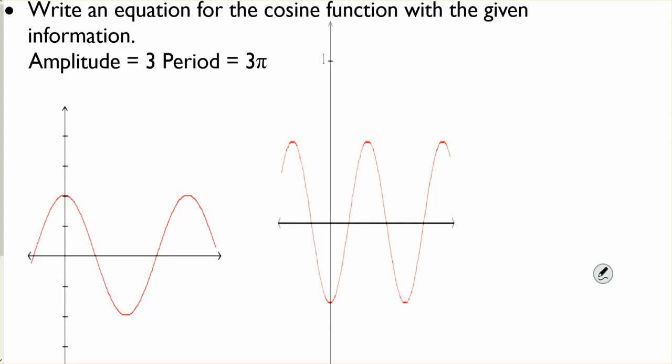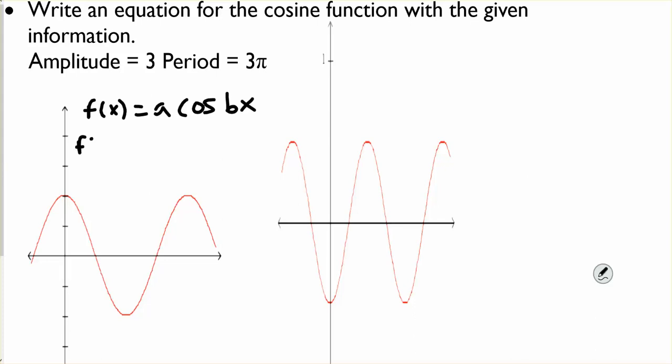Okay, so sometimes it helps to take a look. It says write an equation for the cosine function with the given information. Amplitude is 3 and the period is 3 pi. So the amplitude is 3 and the period is 3 pi. Then I know I have an f of x equals a cosine bx situation.